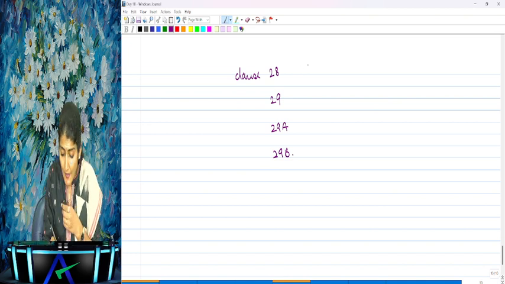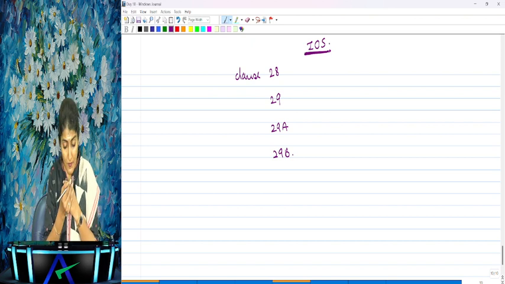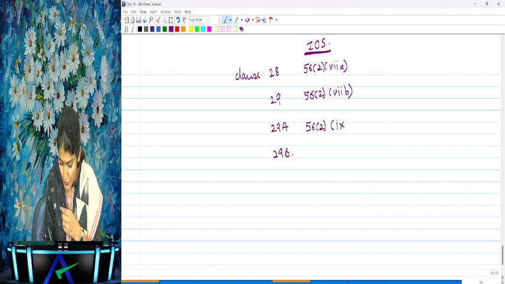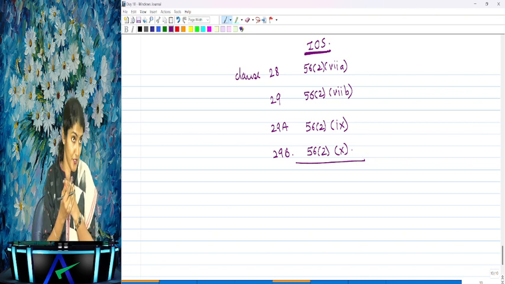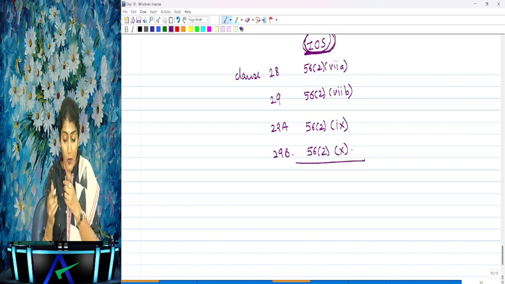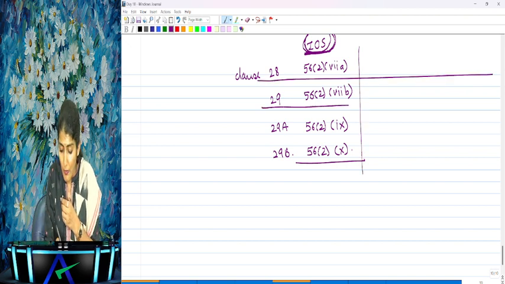All these are regarding the IOS, income from other sources. Income from other sources under 56(2)(vii)(a) of the Income Tax Act. Income from other sources under 56(2)(vii)(b) of the Income Tax Act. Income from other sources under 56(2)(ix) of the Income Tax Act, and income from other sources under 56(2)(x) of the Income Tax Act. What are you receiving? You are receiving the income from other sources. What is the income that you are receiving from the other sources?